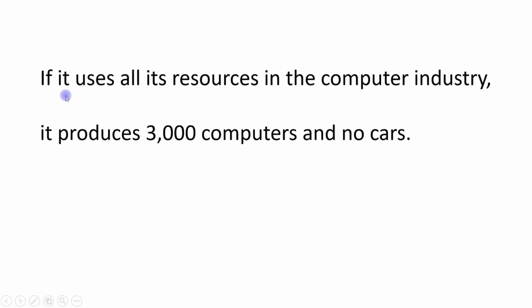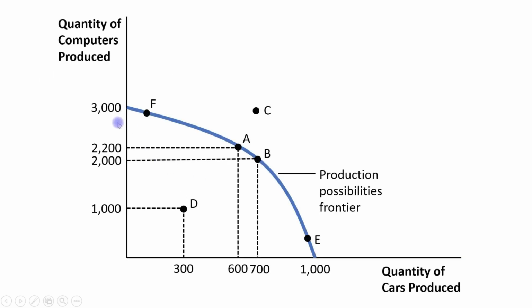if economy uses all its resources in the computer industry, it produces 3000 computers and no cars. अगर इकॉनमी अपने सारे रिसोर्सेज कंप्यूटर इंडस्ट्री में यूज करे, then the economy will produce 3000 computers and no cars. So if the economy has used all its resources in the computer industry, then the economy will produce 3000 computers and no car. That means this coordinate.